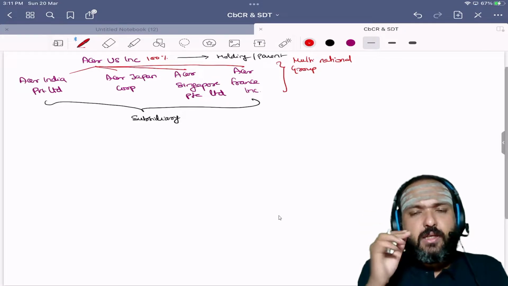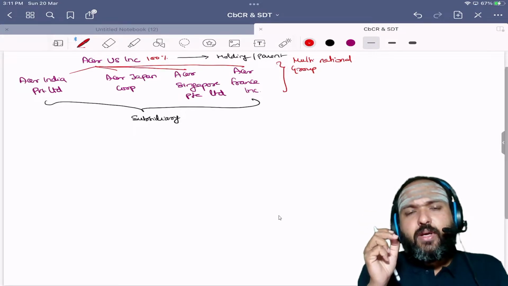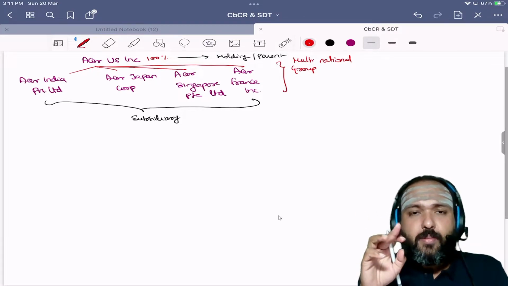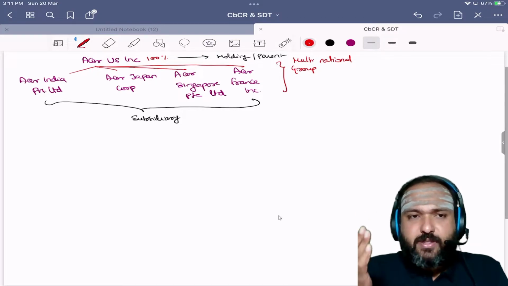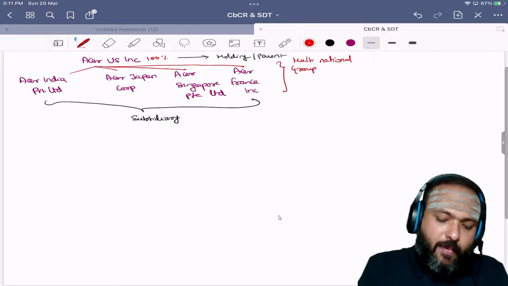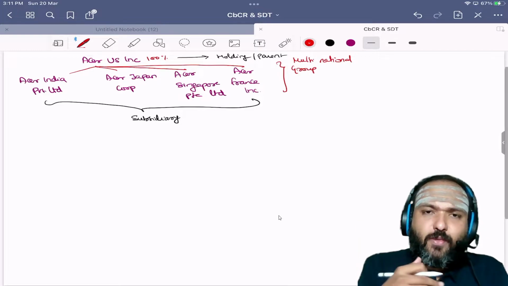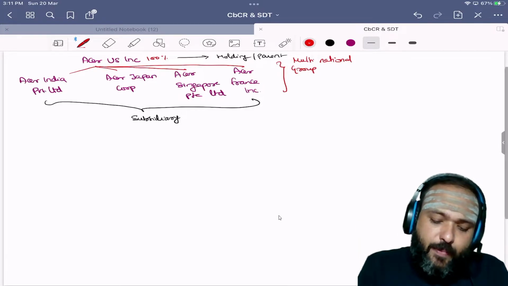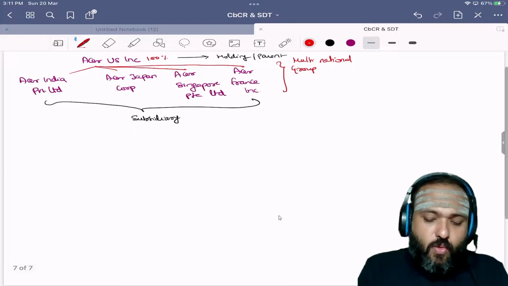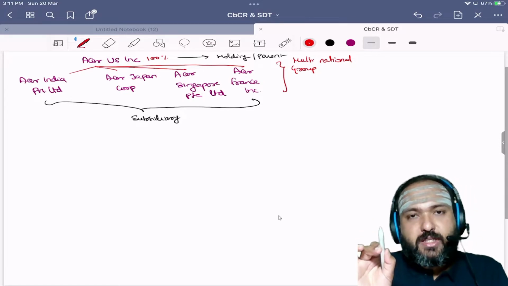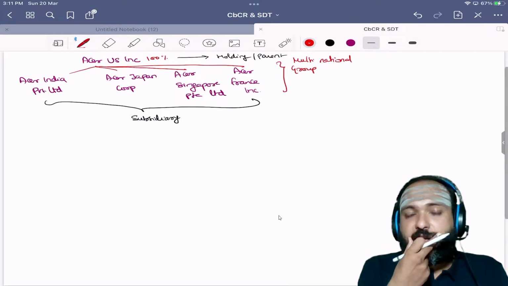So OECD felt that this multinational group might have transactions amongst themselves. So Acer US might sell to India, might sell to Japan, might sell to Singapore, might sell to France, or it might purchase from all of these entities, or there might be purchases within these entities also. Now, as per our definition, all of them are associated. So if there is a transaction between Acer India and Acer Japan, they will be subject to transfer pricing because all five are associated enterprises.